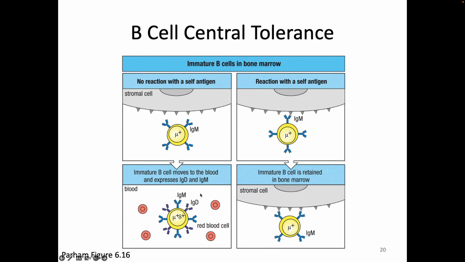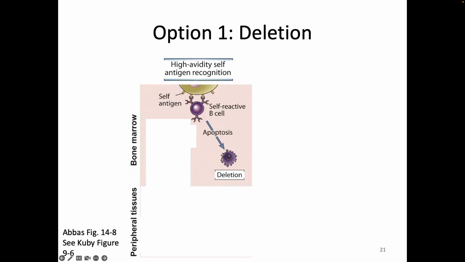The first thing that can happen is implied on some of the slides I just showed you. This first thing is called deletion. If that cell reacts with self-antigen in the bone marrow, and this is usually when it's a really strong interaction, that cell dies. That cell undergoes apoptosis. So you say, you cell, you are a bad cell. You would give us autoimmunity if we let you leave. We're going to kill you instead. So that's deletion. That's pretty simple.